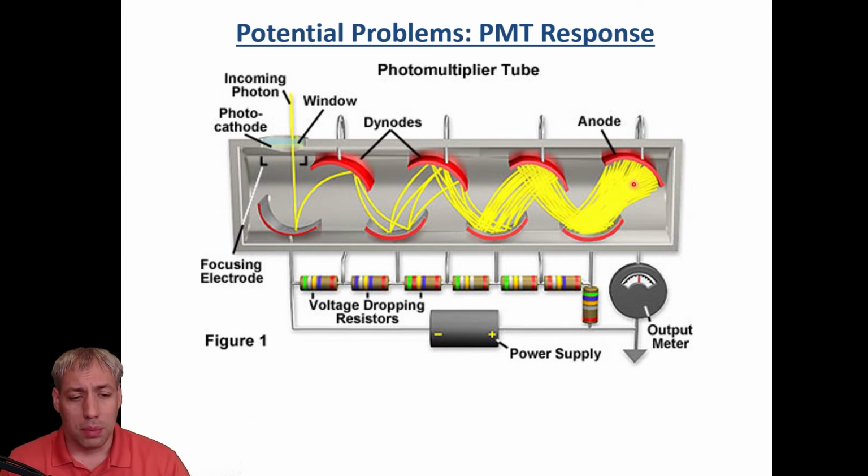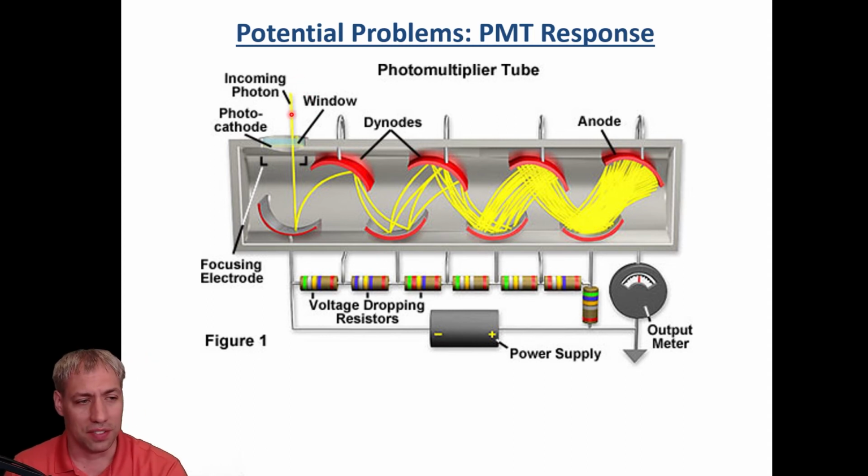Another potential problem, and this only really becomes a problem if you're measuring really, really fast stuff and you're using a photomultiplier tube, but it's something worth noting nonetheless. So a photomultiplier tube, essentially, it doesn't actually multiply photons. Instead, it multiplies electrons.